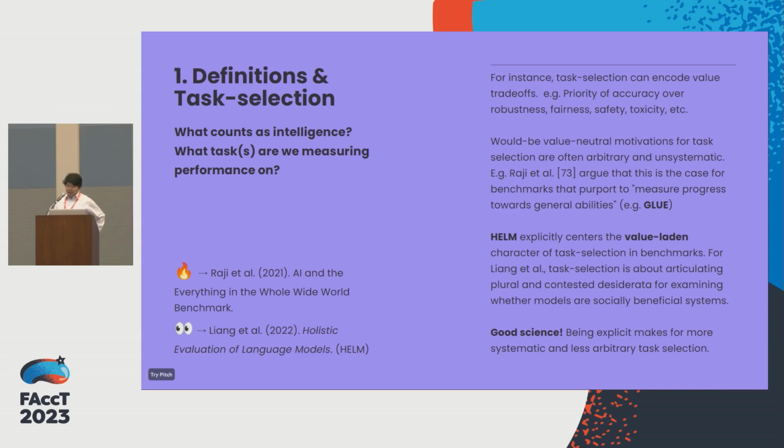And we would further say that it's not just that task selection is value-laden, but that good science involves being very explicit about which tasks you are selecting, and shouldn't be just based on technical availability or data availability and things like that.